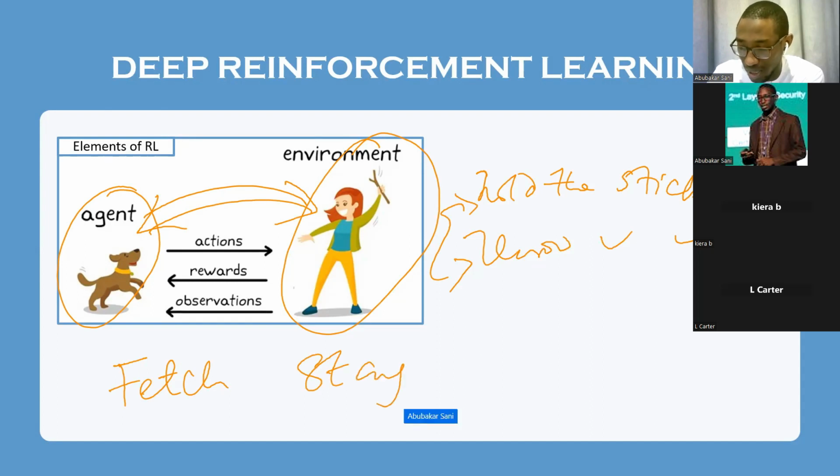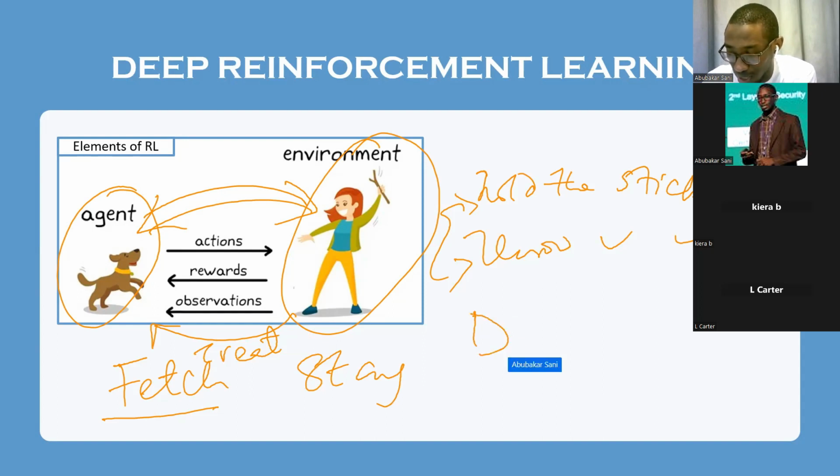If the agent fetches the stick, the environment will reward this agent. It will give it a treat, okay? And he will be happy. I am rewarded because I made the right decision. But if the agent stays and the environment has thrown the stick, the environment might scold the agent. So it is getting a penalty, okay? It will be penalized.